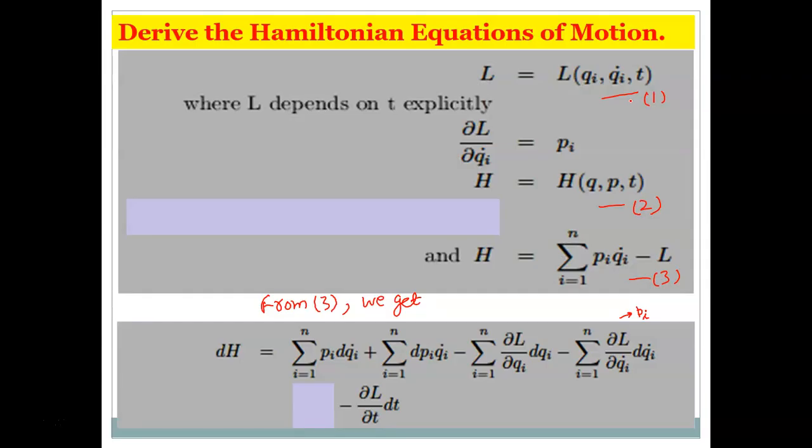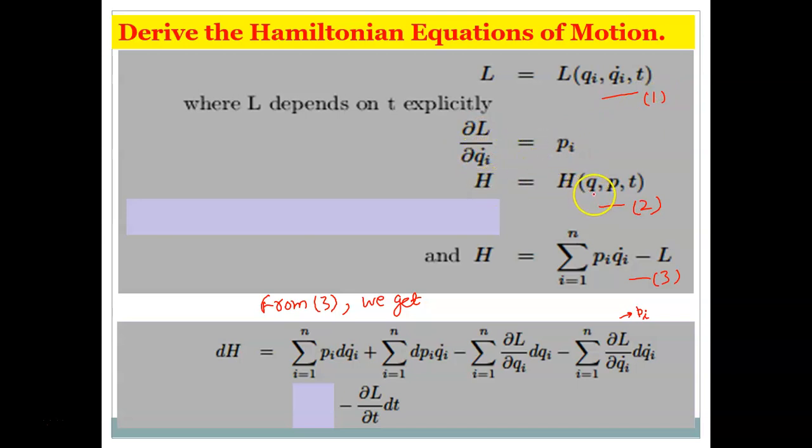Now we derive the Hamiltonian equation of motion. We start with the Lagrangian of a system of particles. Let L equal L of qi (in place of j, you may also use the subscript i), qi dot and t. Of course, these are the Lagrangian variables, and L depends on t explicitly. This is equation 1. And you know del L by del qi dot is equal to pi.